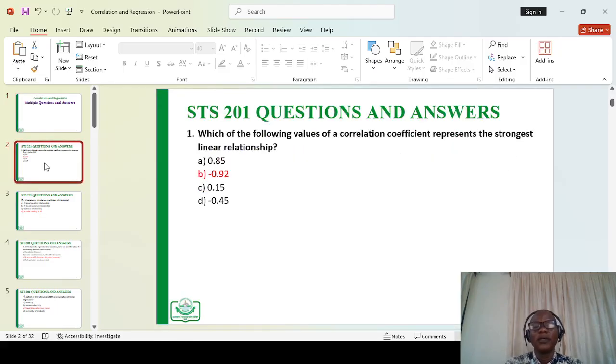Question 1. Which of the following values of correlation coefficient represent the strongest linear relationship? The closer the correlation value is to either 1 or minus 1, the stronger the correlation becomes. So in this case, 0.9 is the highest here, and though it's negative, it's moving in the other direction. So B is the correct answer.